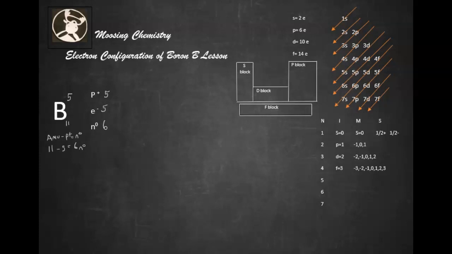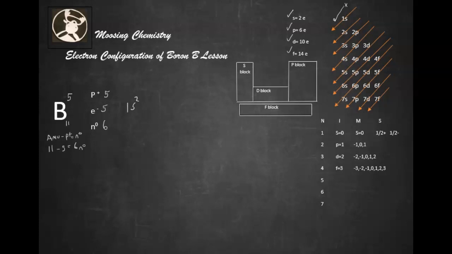So now, before we start the electron configuration, let's remember that S can hold 2 electrons, P can hold 6 electrons, D can hold 10 electrons, and F can hold 14 electrons. Also, we're going to start right here at the top of the diagonal rule, and we're going to work our way down until we run out of electrons, right? So we have 5 electrons, so let's go ahead and start this.